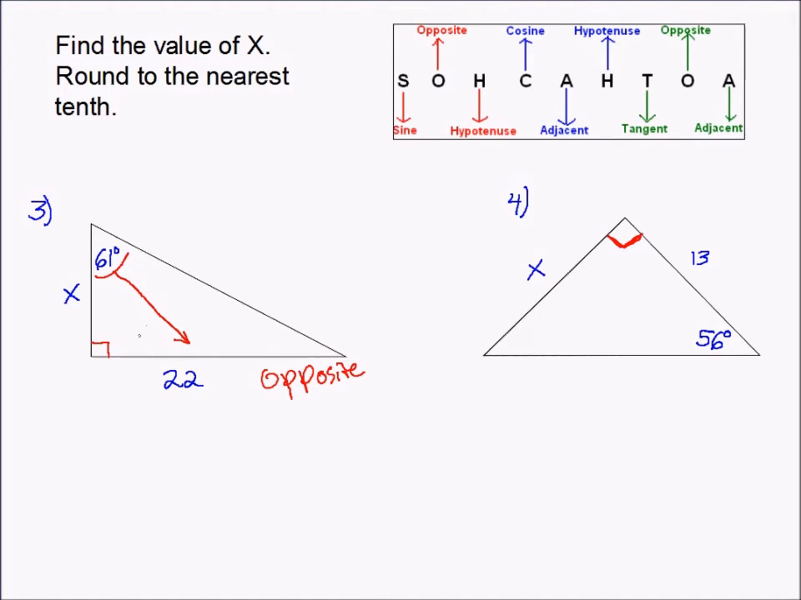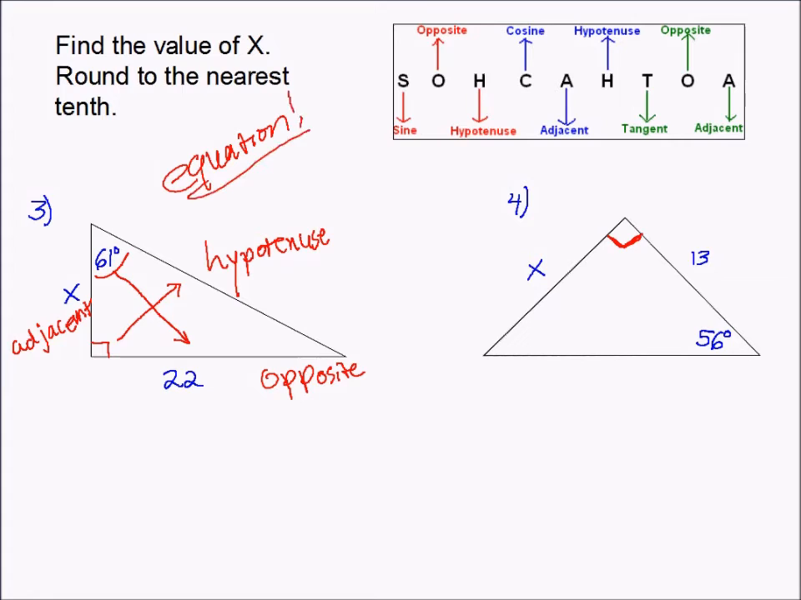And this is the hypotenuse. So if this is the hypotenuse and this is the opposite, this right here must be the adjacent. So we're going to set an equation up. Okay, so we need equations here. So if I have opposite and I have adjacent, the fraction that fits there is tangent.